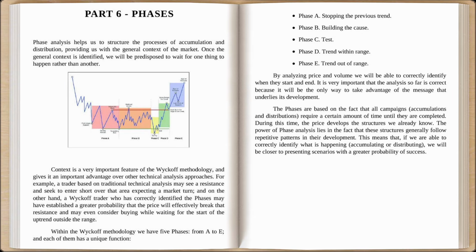Within the Wyckoff methodology, we have 5 phases from A to E, and each of them has a unique function. Phase A, stopping the previous trend. Phase B, building the cause. Phase C, test. Phase D, trend within range. Phase E, trend out of range. By analyzing price and volume, we will be able to correctly identify when they start and end. It is very important that the analysis so far is correct, because it will be the only way to take advantage of the message that underlies its development.